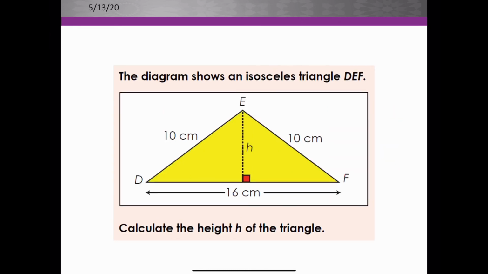The diagram shows an isosceles triangle. Same again, calculate the height of it. 8, 8. 100 take away 64. Square root of 36. So therefore it is 6.